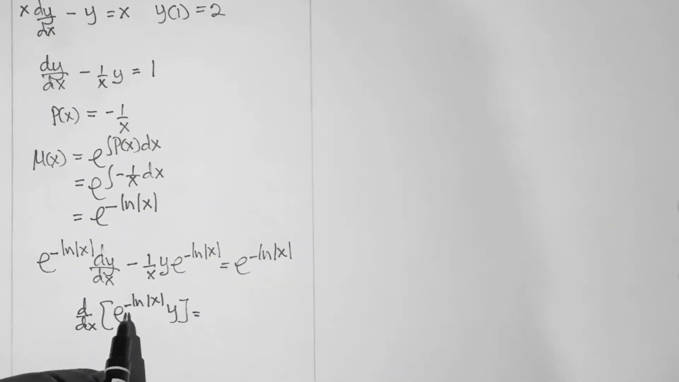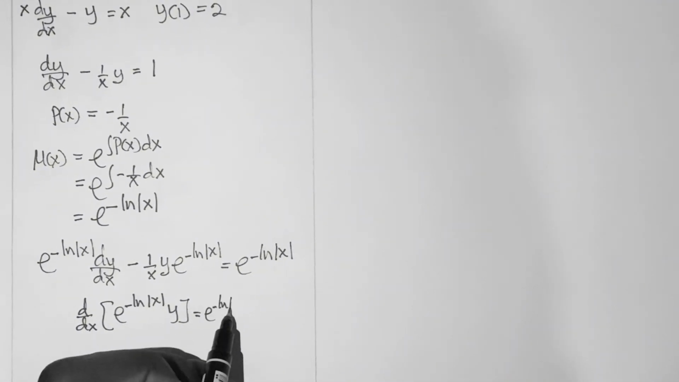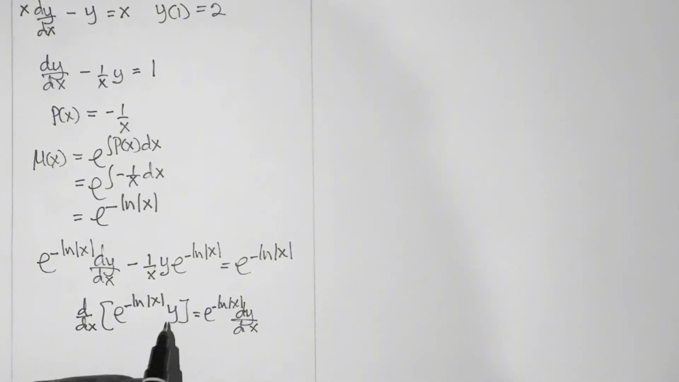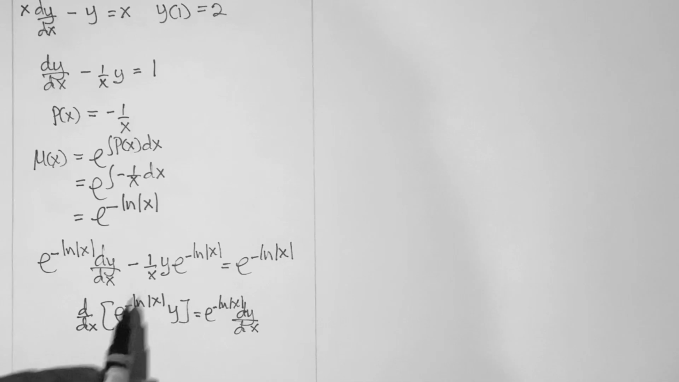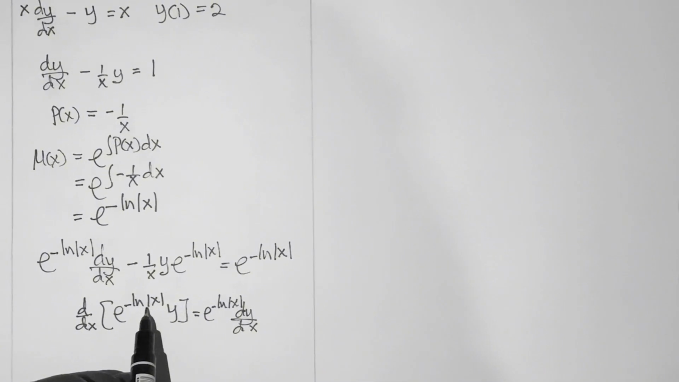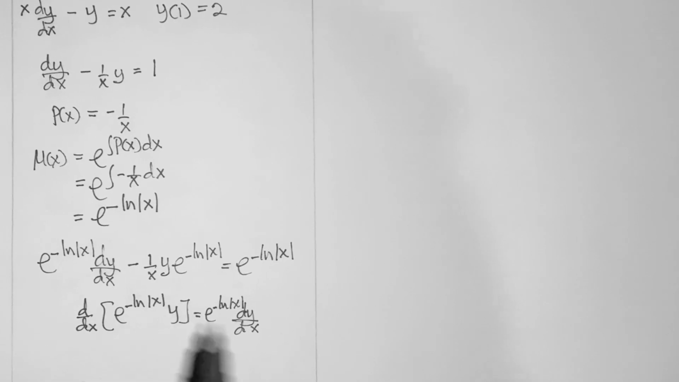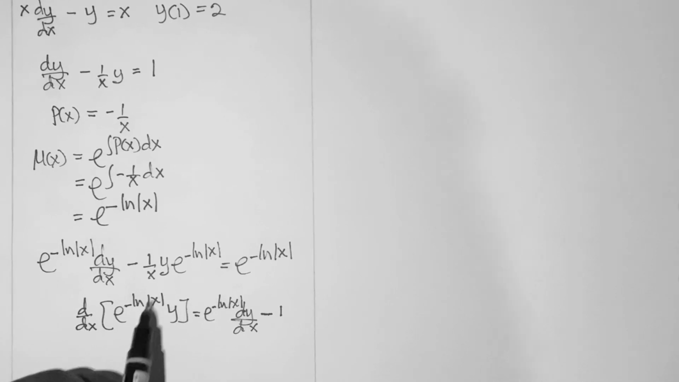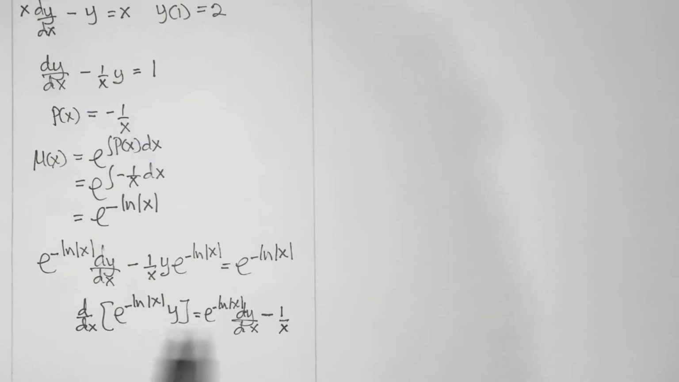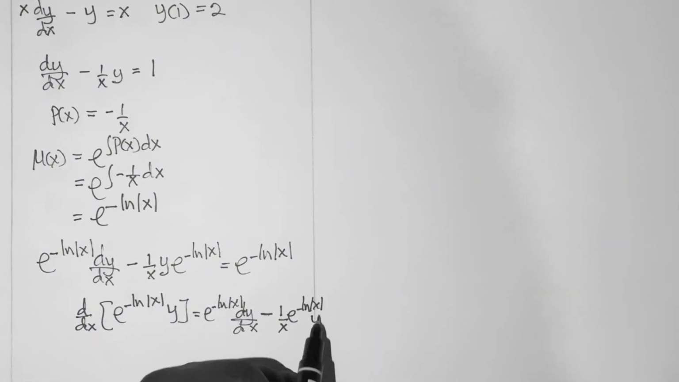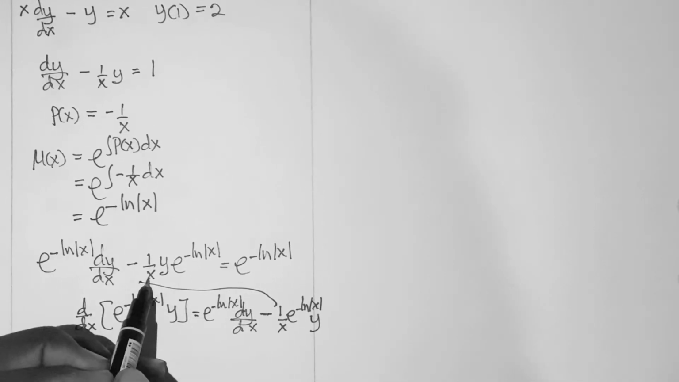Now maintain e to the power of minus natural log of the absolute value of x, and differentiate y, you get dy/dx, and then maintain y, and then you differentiate the exponent, minus natural log of x. So you first differentiate what is inside. If you differentiate natural log of x, you are going to get 1. So here becomes minus 1, and then divided by whatever is inside, divided by x, then you maintain it, so e to the power of minus natural log of the absolute value of x, and then y. So you see that all of this is what is here.